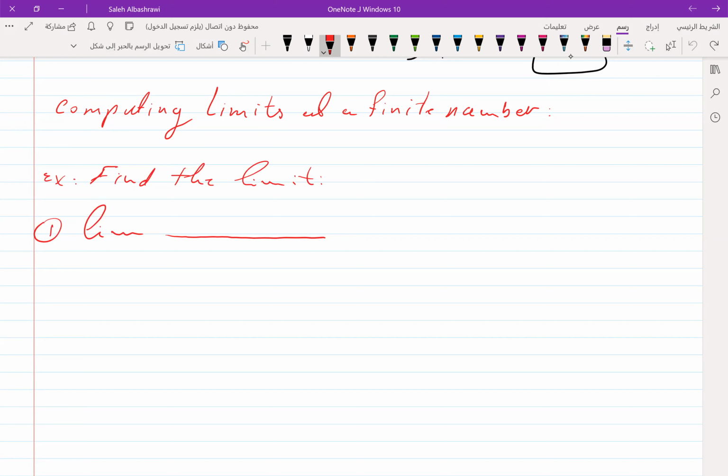For example, if we have this function which is x to the power 3 plus 3x squared minus 12x plus 4 divided by x to the power 3 minus 4x, where x goes to 2.